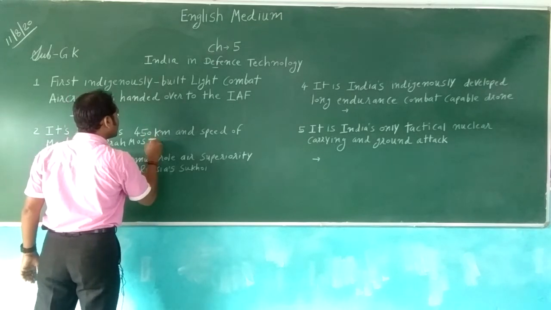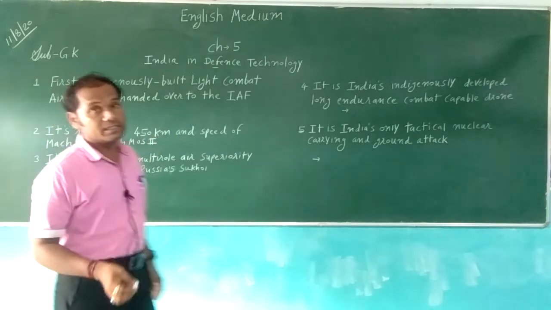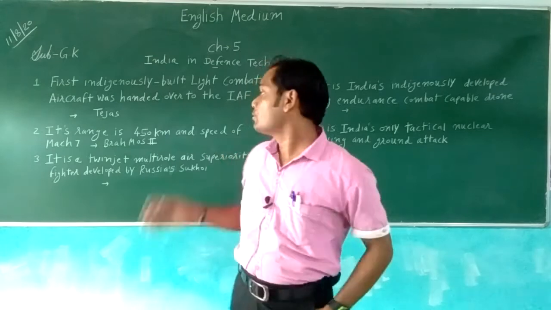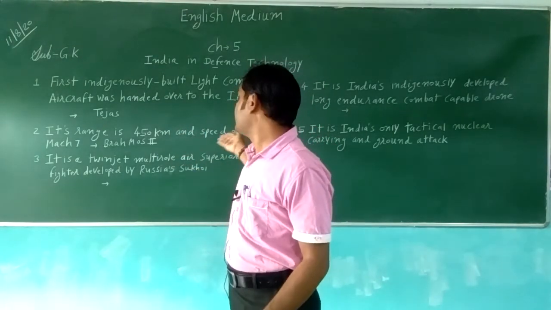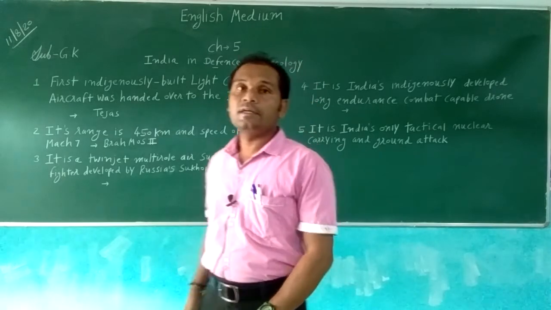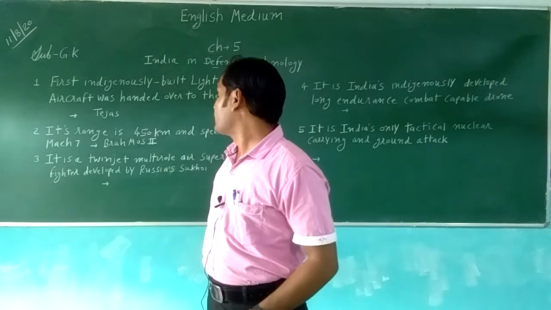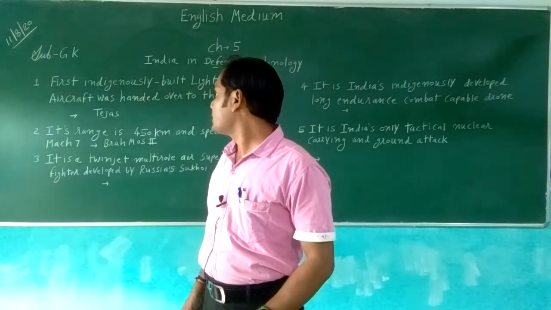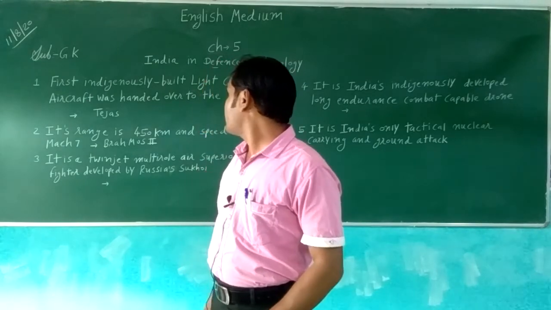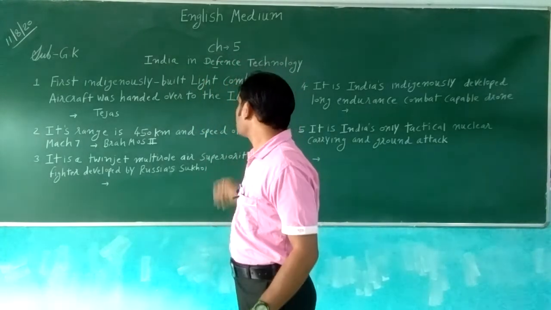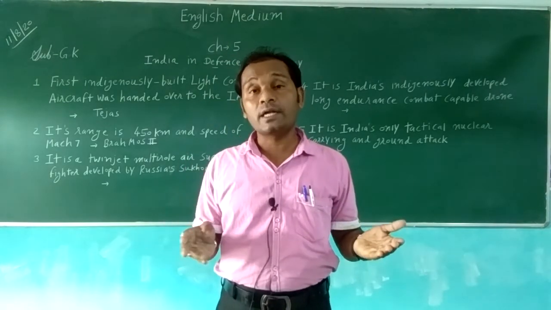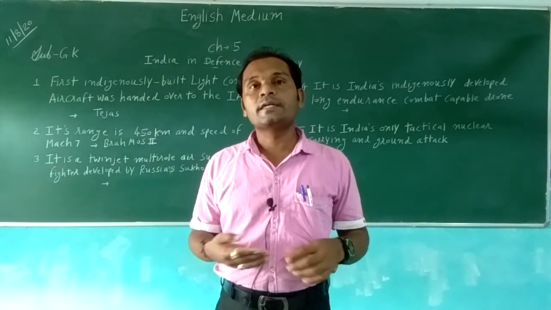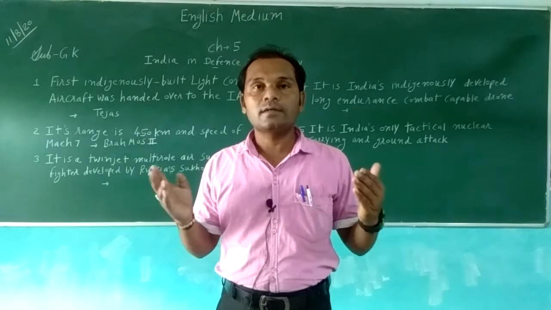BrahMos second is there. That launch and its speed you can see in your book. That range is 450 kilometers and speed is about Mach 7. And the third thing is that it is a twin jet multi-role air security plane. These all planes they are buying from foreign countries to protect India from other enemy countries.